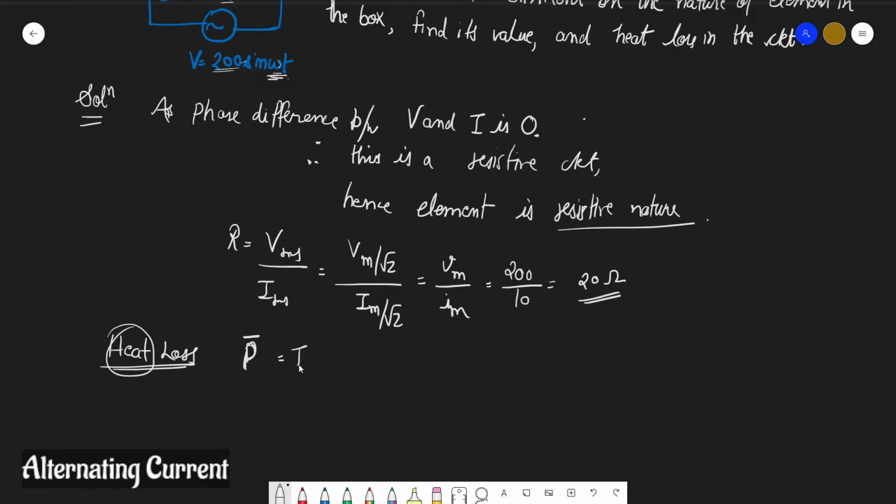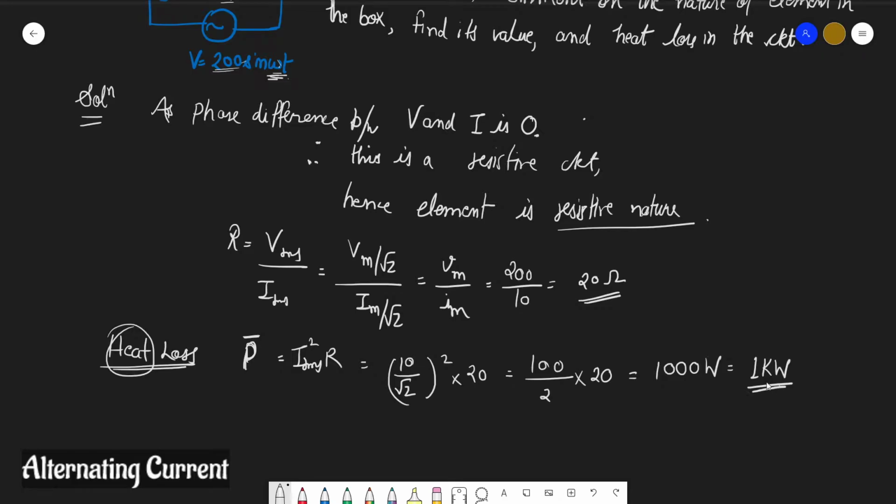So it is nothing but Irms square R. Alternatively, you can also calculate by Vrms square by R. The RMS value of current will be Im by root 2. So Im by root 2 whole square into resistance, 20 ohms. So this becomes 100 upon 2 into 20, which is nothing but 1000 watt, or we can say 1 kilowatt. This is the way you can find these questions.